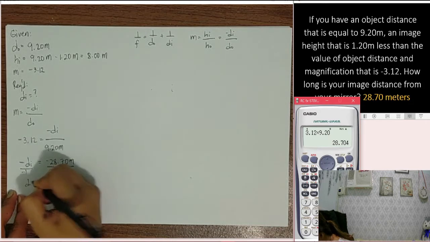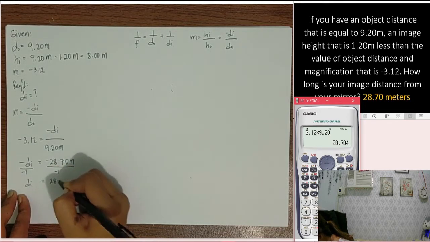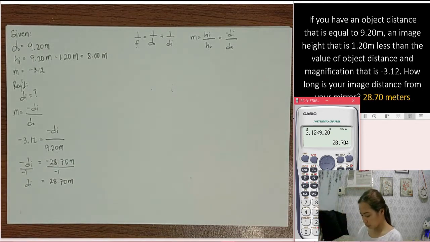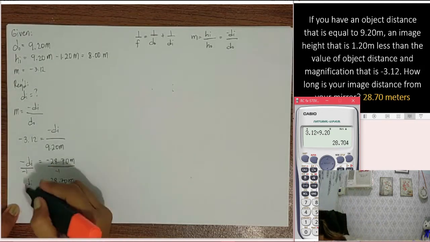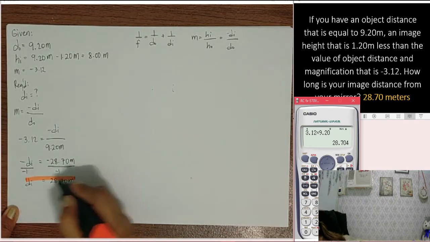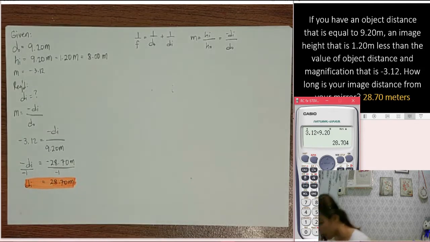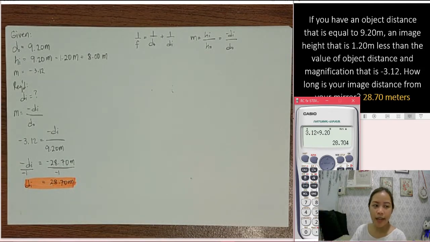We have d_i is equal to 28.70. Okay, let me just highlight our answer here. d_i is 28.70 meters.